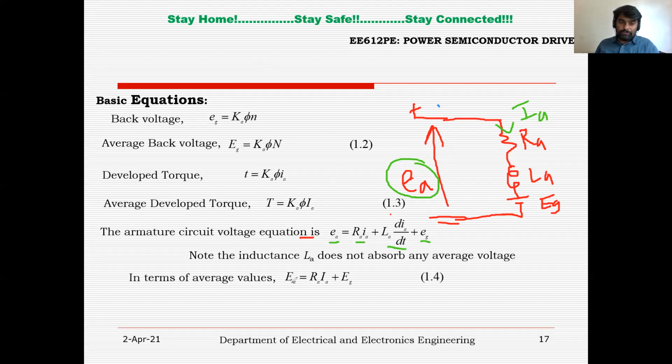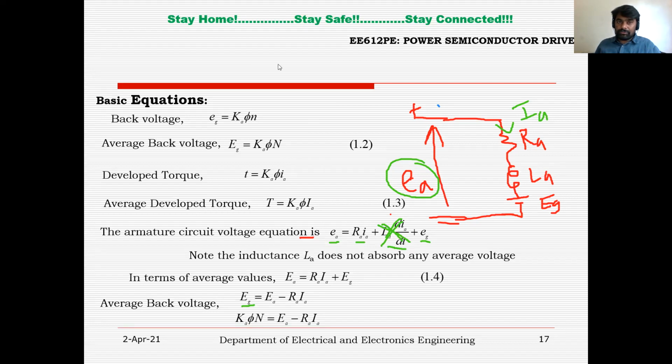So in the average voltage, EA equal to, this factor will go to 0 because the current is constant. Because the DC voltage we are applying, the current is also constant. So the rate of change of a constant value goes to 0. So this factor will go to 0. The remaining factors will be IA RA plus EG, right? Where EG is the back EMF, and you can write EG in terms of EA and IA. It is EA minus IA RA, right?